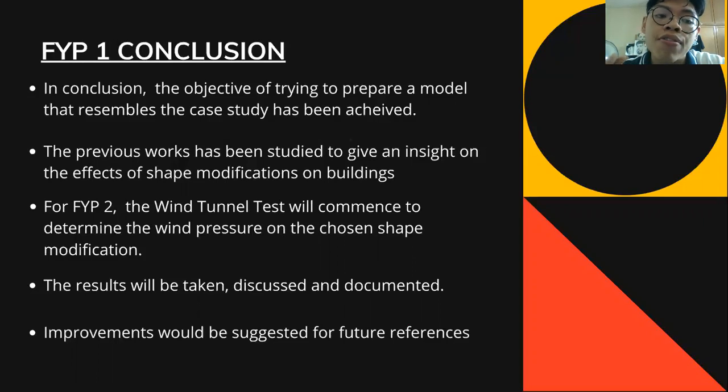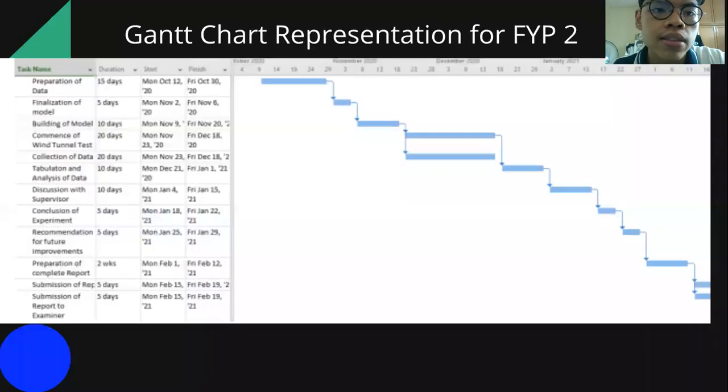So for final year project 2, I will utilize the wind tunnel test to determine the wind pressure on the chosen shape modification, which is the corner cut. The results will be taken, discussed, and documented. After that, improvements will be suggested for future references.